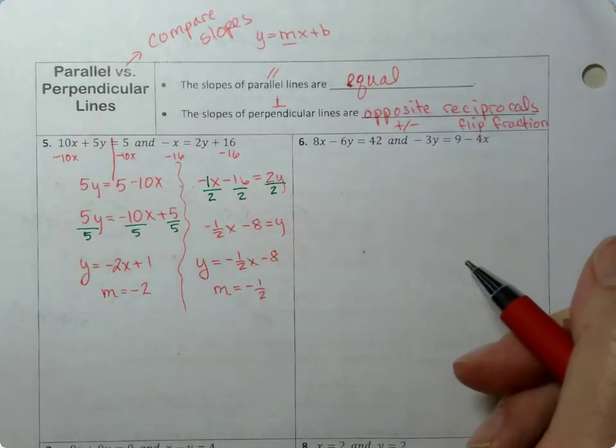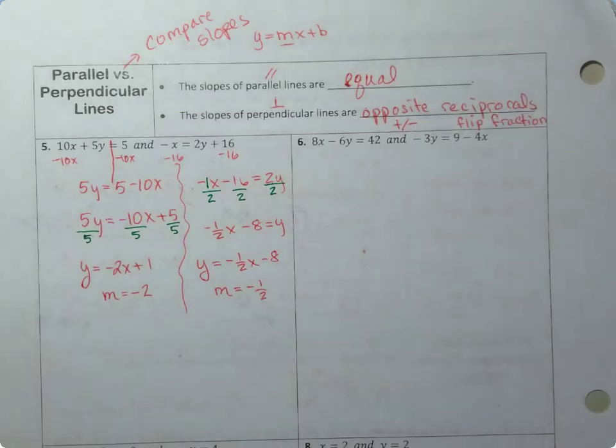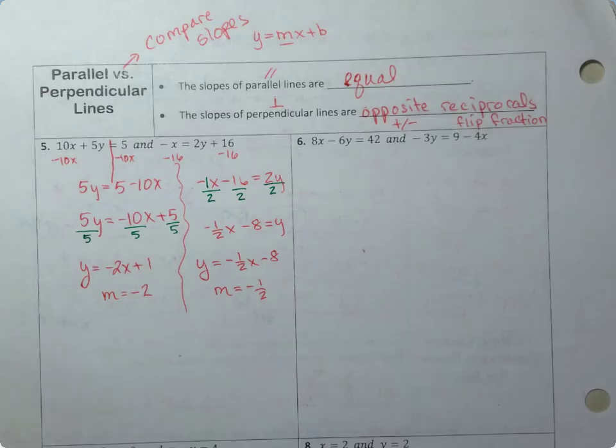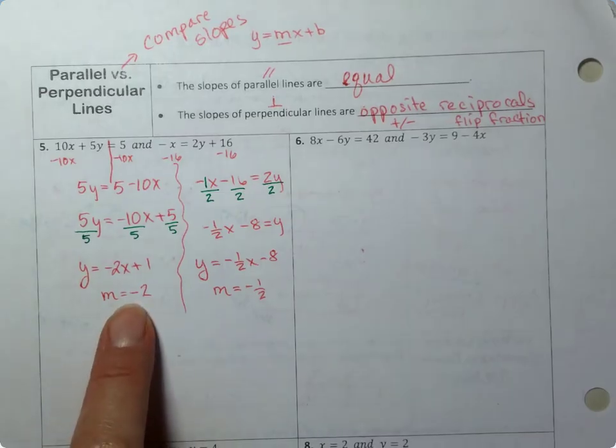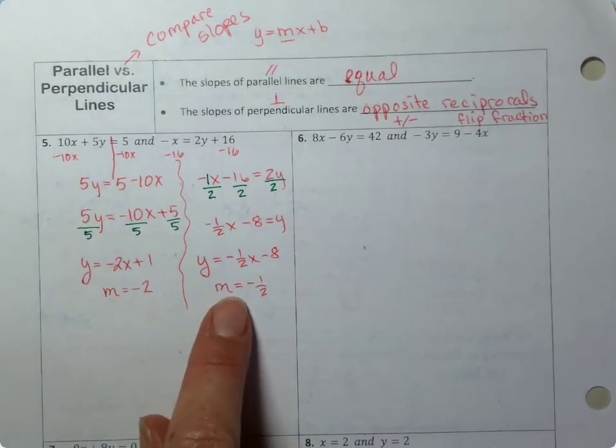Okay, what do you notice about these? Are the slopes the same? So they're not parallel, right? Are they opposite reciprocals? They're reciprocals, but are they opposite? If this is a -2, this would have to be a +1/2, right?